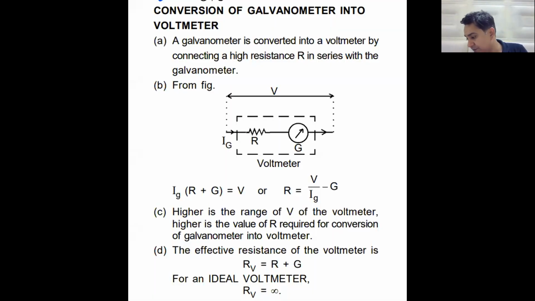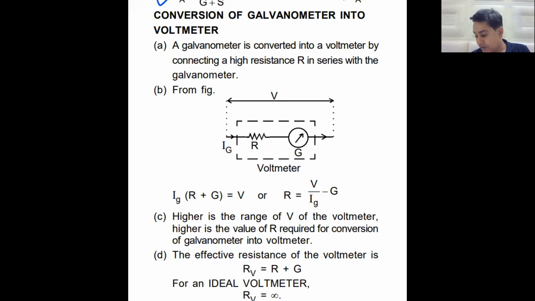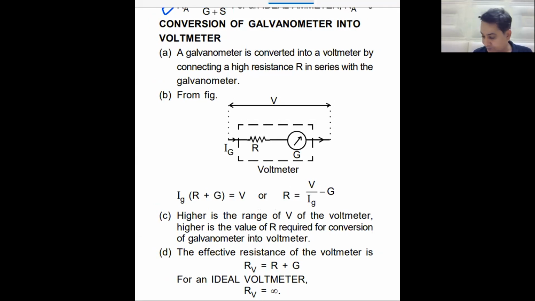Then you can also note down the conversion of a galvanometer into a voltmeter. So what do you do to convert a galvanometer into a voltmeter? You connect it in series with a very high resistance. Do you see this? A very high resistance R is connected in series, and you have Rg, which is the resistance of the galvanometer.